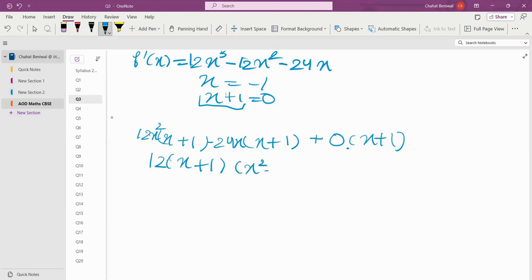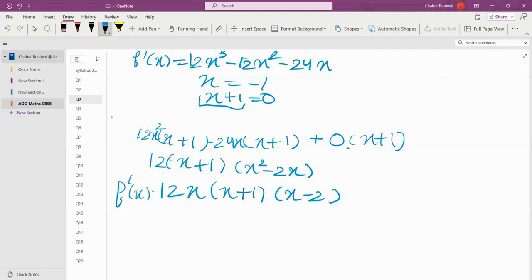And we can see we are getting here x square minus 2x. And then we'll take x also as common, plus 1, x minus 2. So this is the factorization of f dash x.